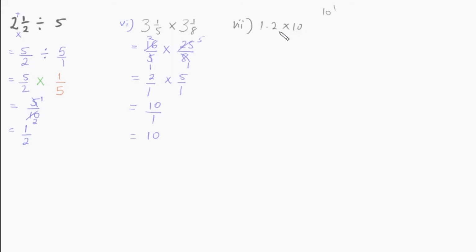How many steps to the right? You just count the zeros. If there is one 0, then you are going to move it once to the right like this. So the answer is going to be what? It's going to be 12.0. That's all you do. Now let's look at this.